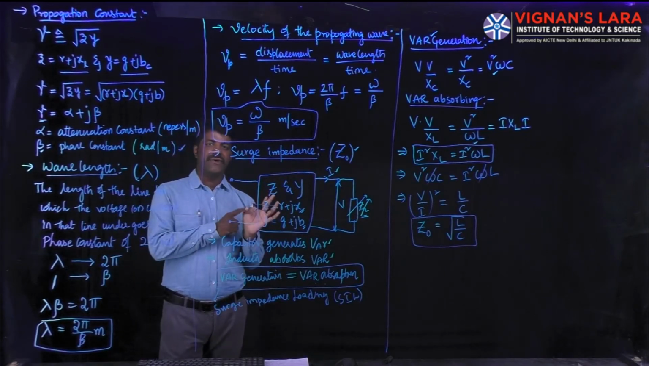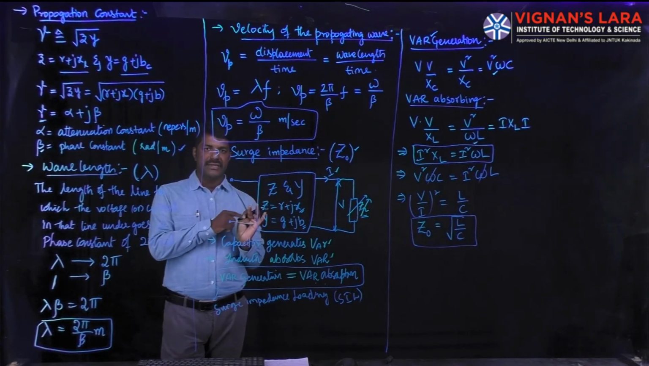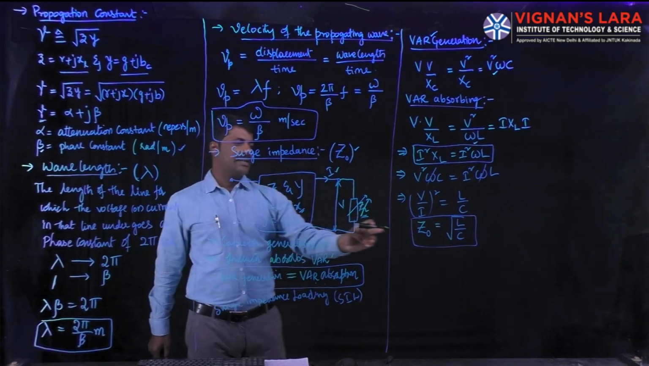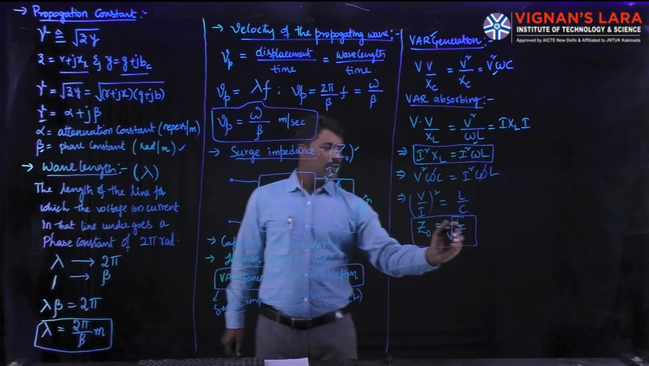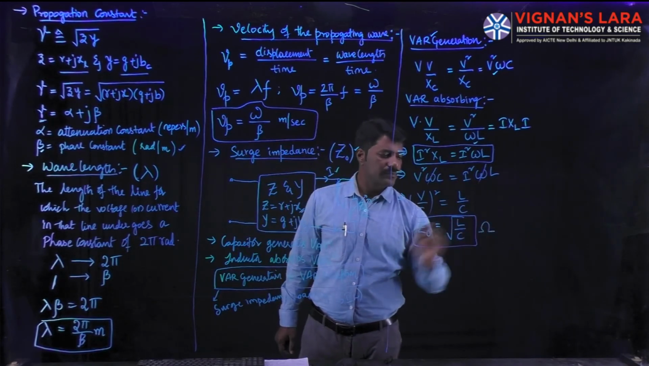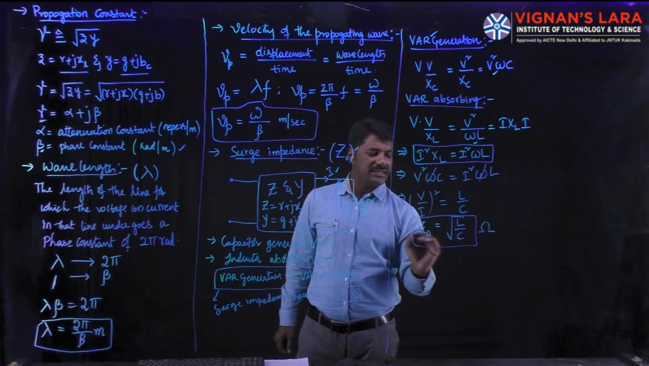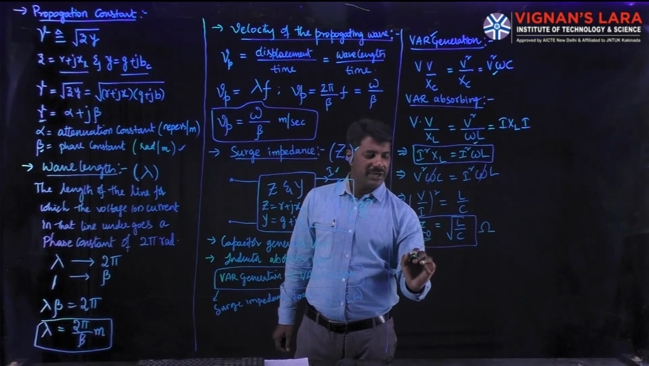you have to identify the inductance and next the capacitance of the transmission line. Take the ratio of those two with square root. Then you will get that root of L by C, whose unit is ohms. And this Z0 characteristic, if you observe, it will be a pure resistive element.